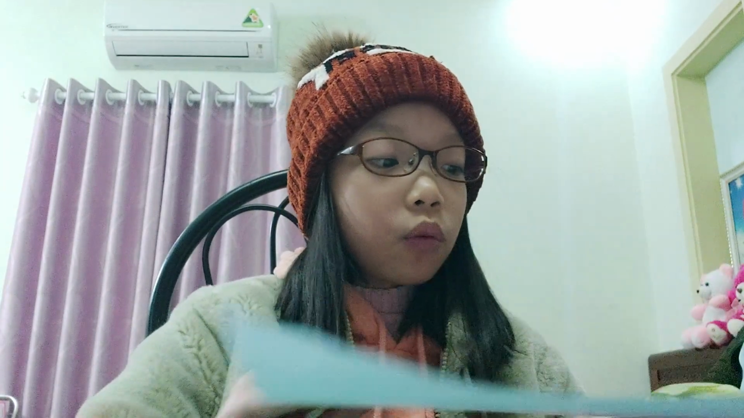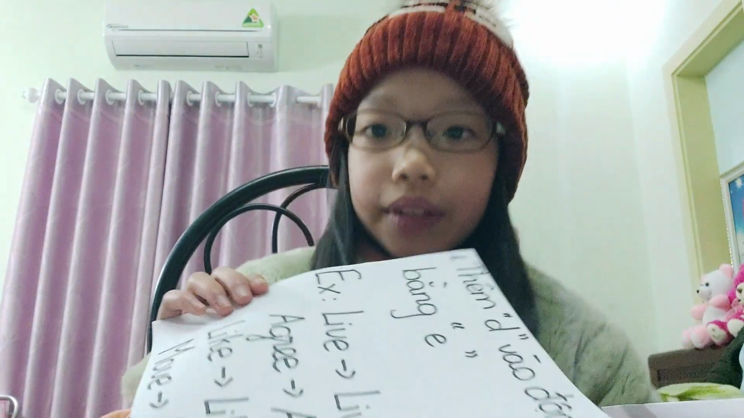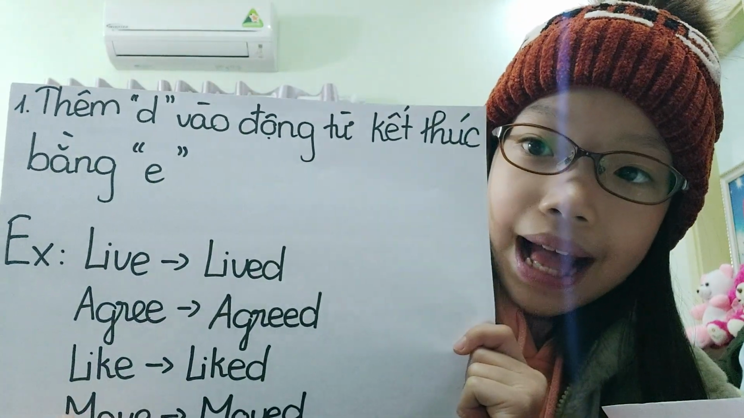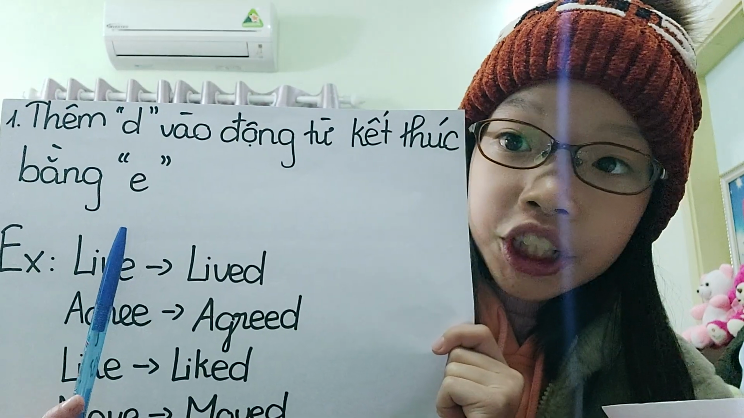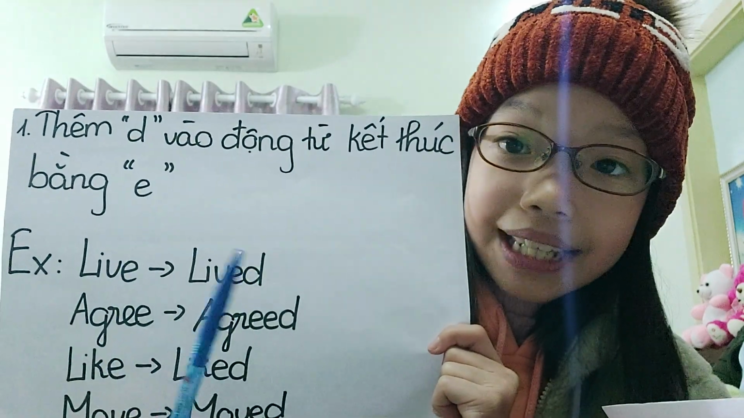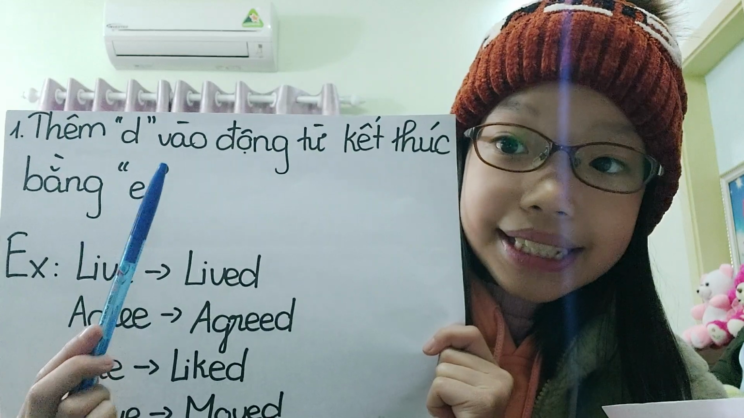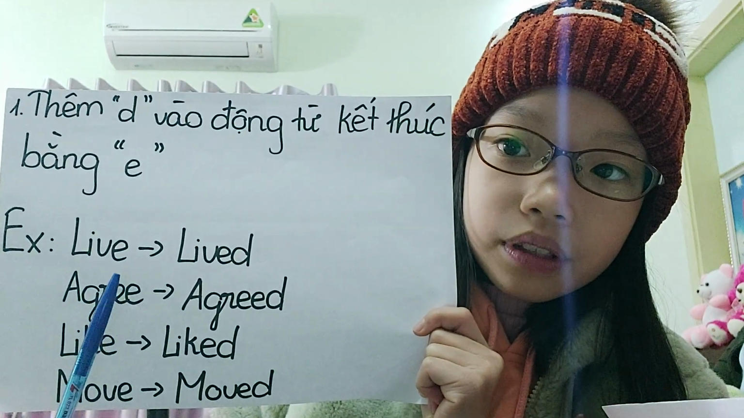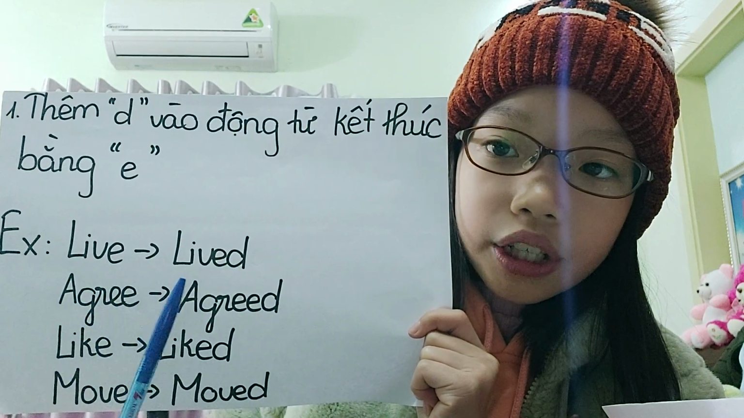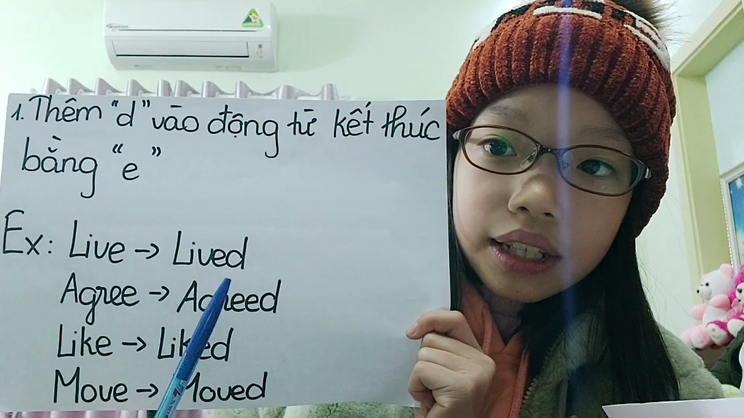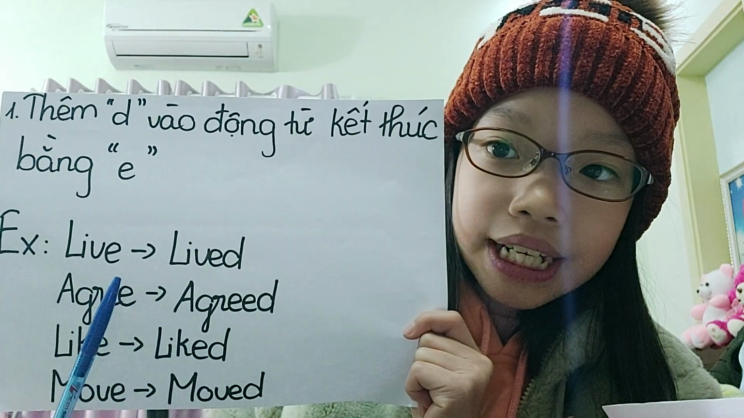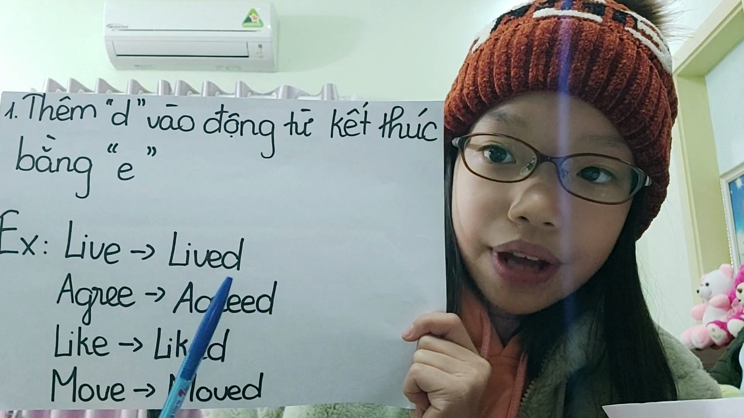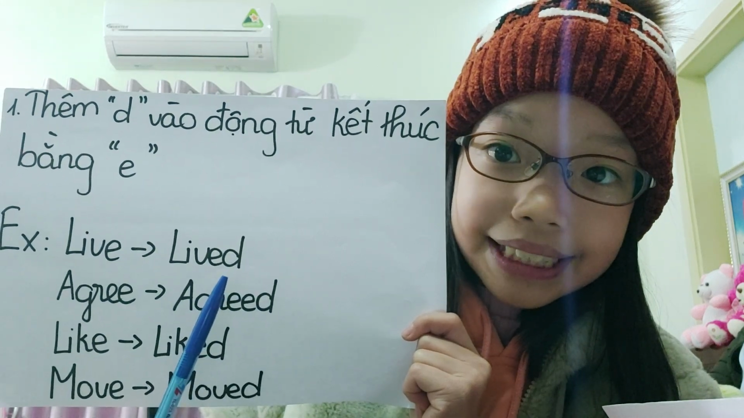First is rule number 1, our first rule. If the verb has the last letter as E, just add D. Yeah, if the last letter is E, you just need to add D. Let's look at our examples. We have the word live. Live. We turn into lived. You can see that here, the last letter is E, so you just need to add D over here. It's really easy, right?